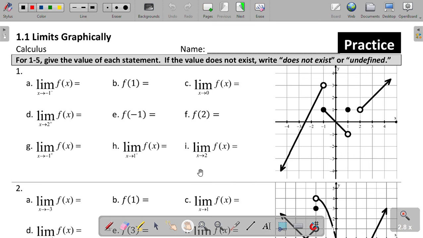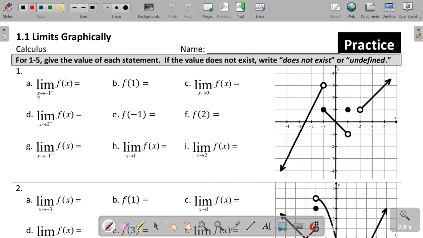Hello everyone. Now in this video we're gonna make a quick recap on everything about limits, graphically and analytically. Okay, let's start with question number one here. So here you have the graph and I'm gonna ask you about different things.